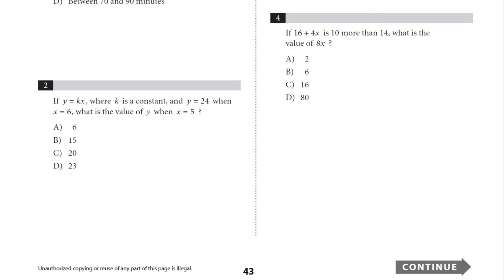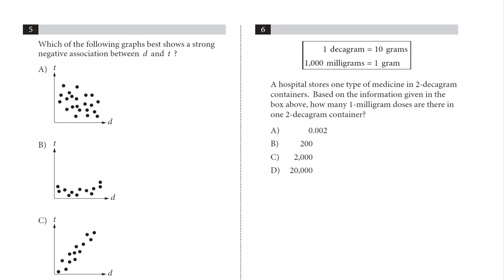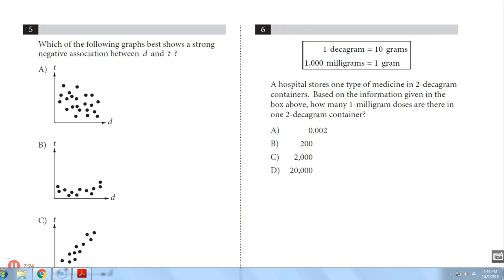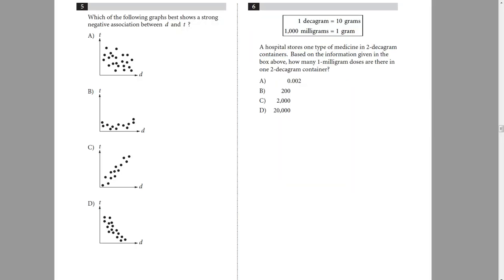All right, let's scroll on down and go to number 5. And it looks like number 5 is a scatter plot, and I'm going to actually shrink the page here a little bit to make it a little bit easier to see. All right, that looks a little bit better. Number 5, so which of the following graphs shows a strong negative association between D and T?